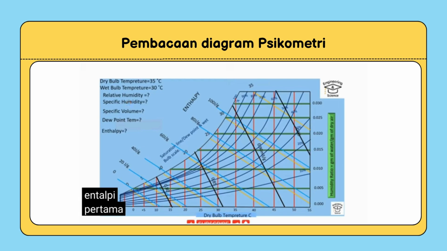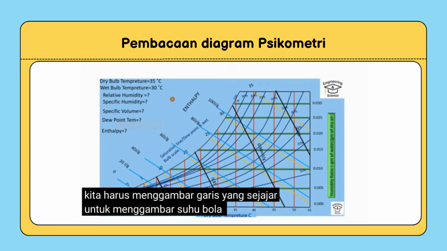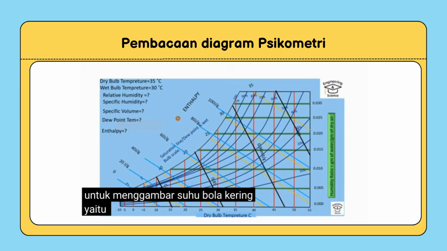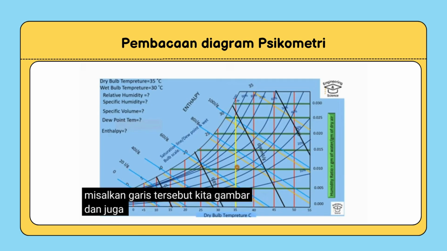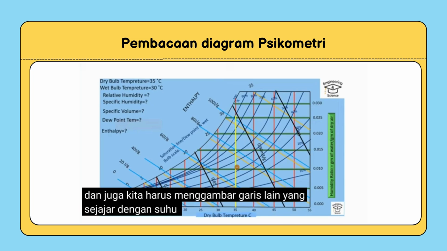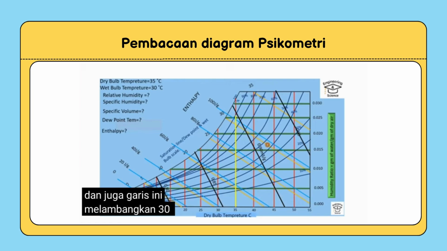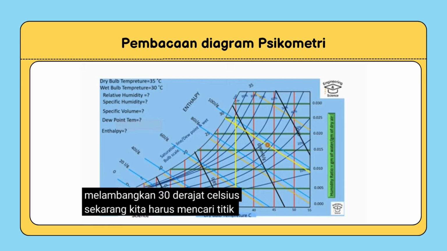First, we draw a line parallel to the dry bulb temperature line, which is 35. That's the line we draw. And we also draw another line parallel to the wet bulb temperature. As we know, the orange lines are wet bulb temperature, and this line represents 30 degrees Celsius. Now we have to find the intersection point.